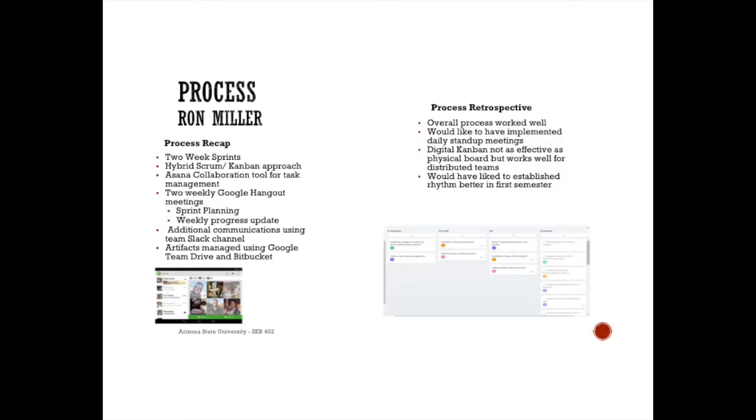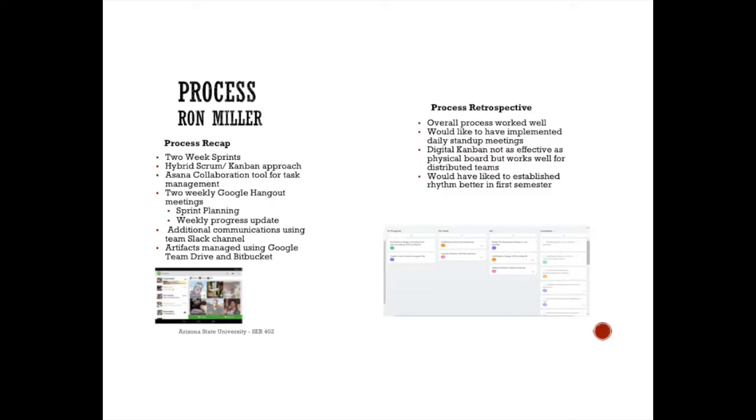Hey, this is Ron Miller, and I'm going to be doing the process portion of our retrospective. Just as a recap on our process, we did 2 week sprints. In semester one, we started off with just a Kanban open task list. That didn't work out so well. We weren't really in a rhythm and staying in a cadence, so we decided to go with 2 week sprints and focus more on a Scrum approach.